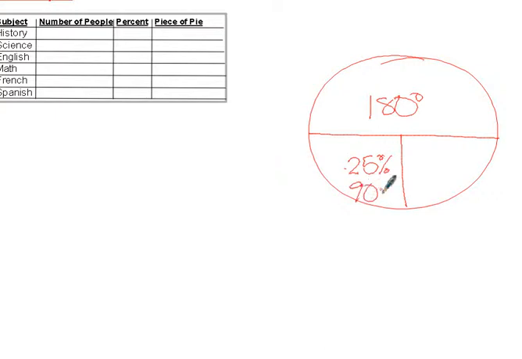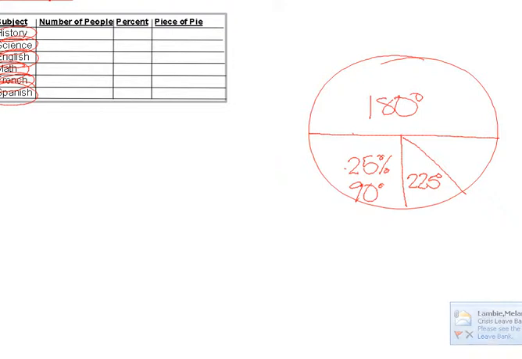Half of my circle is 180 degrees, a quarter, 25%, is 90 degrees, and then an eighth is 22.5 degrees. We can keep splitting it over and over again, but instead of splitting into these even numbers, we want to split it to represent data. In class, we made a circle graph to represent how many people liked history, science, English, math, French, and Spanish, right?